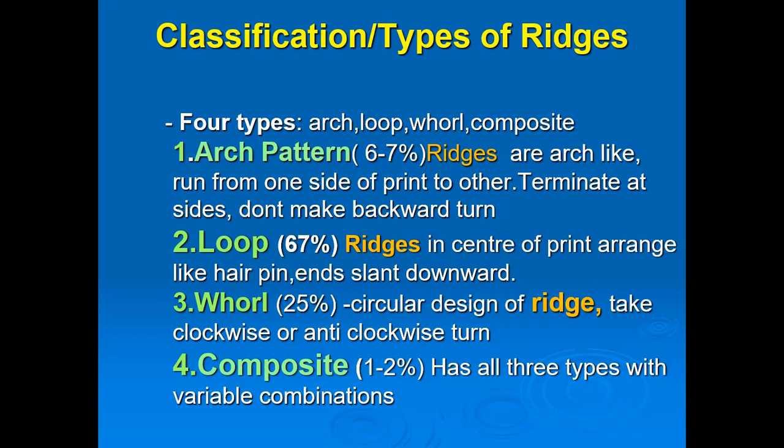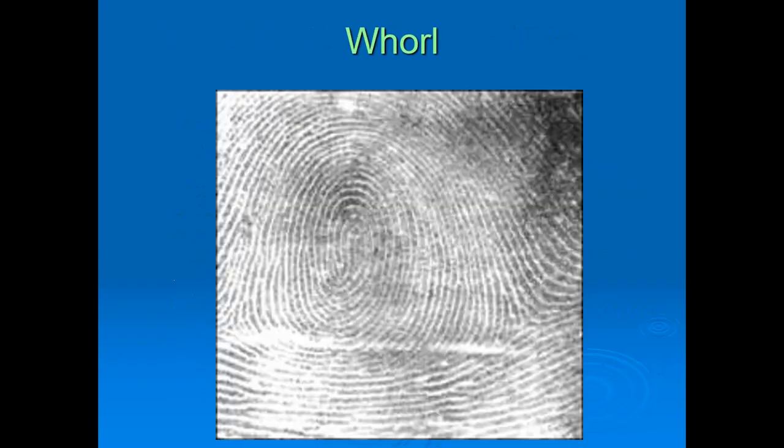Number 3, whorl. This is seen in 25% of the population of the world. Here the design of the ridge is circular and takes a clockwise or anti-clockwise turn. This is whorl. Whorl in Urdu is called bhanwar. So you can see it is like a bhanwar.